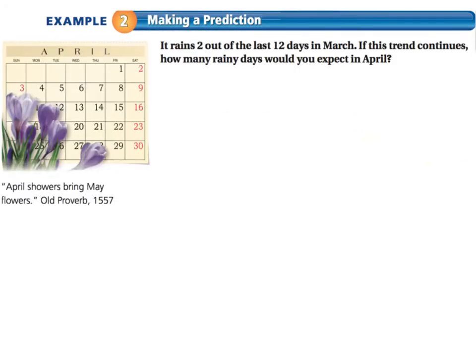All right, so making a prediction. The prediction is this. It rains 2 out of the last 12 days. If this trend continues, how many rainy days would you expect until April? Find the experimental probability. So we want to know the probability of it raining. So what do we know? It rained 2 actual days out of 12. So that means the experimental probability is 1/6.